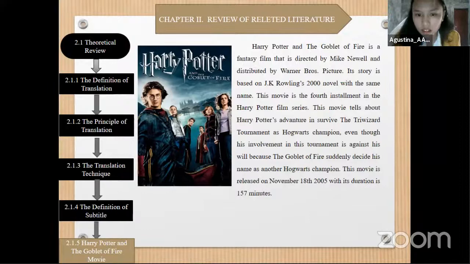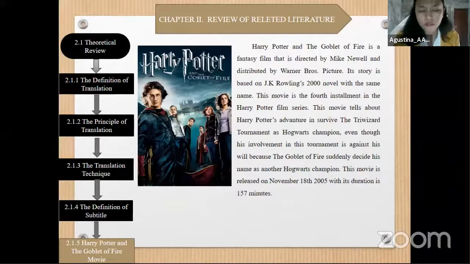Even though his involvement in this tournament is against his will, because the Goblet of Fire suddenly decides his name as another Hogwarts champion. This movie was released on November 18, 2005, with its duration being 157 minutes.